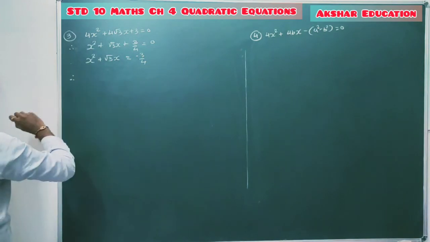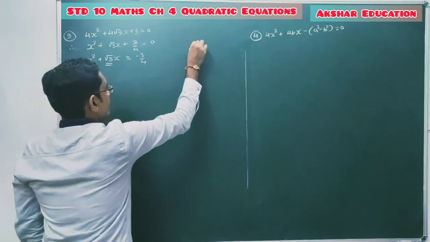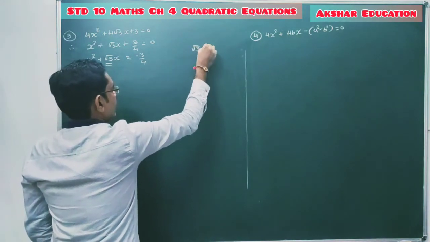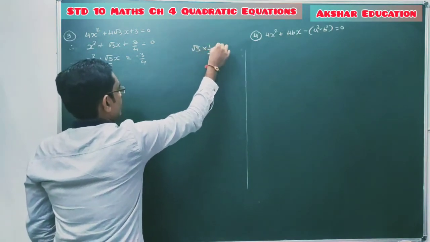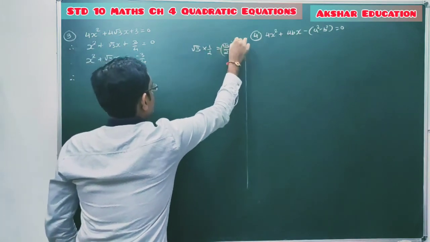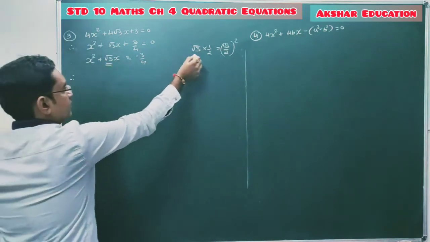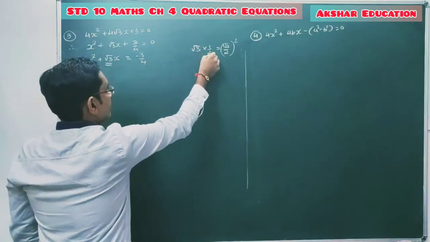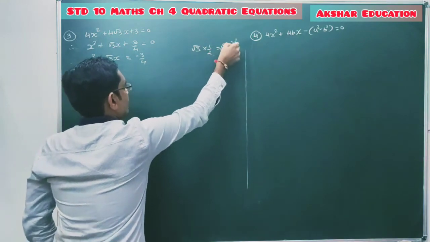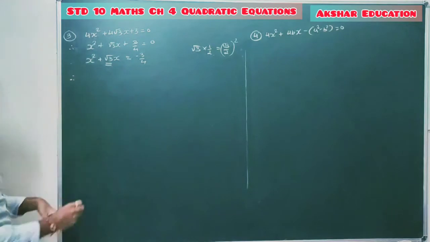Now for the next step you have to consider the coefficient of this x. The coefficient of x is root 3. Divide it by 2, so it's 1 by 2. So we are getting root 3 by 2. Then take its square. Done. Now you have to add this square on both sides.